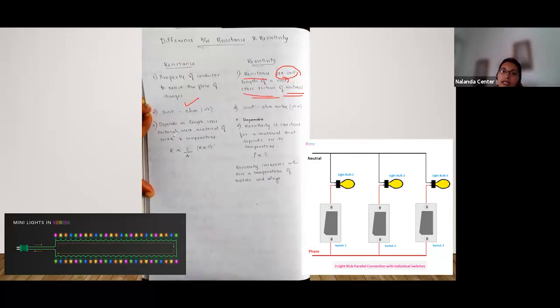Resistance is going to depend on length, cross section, material, and temperature, whereas resistivity does not depend on length and area. It depends only on the temperature and the nature of the material. The difference is also very important.